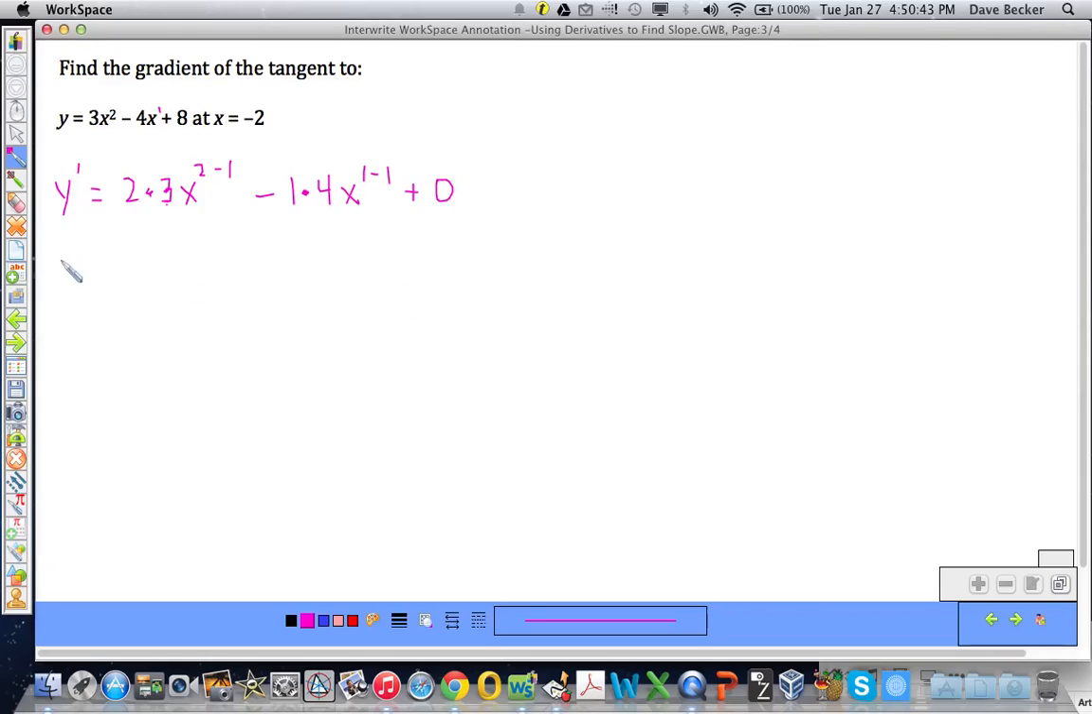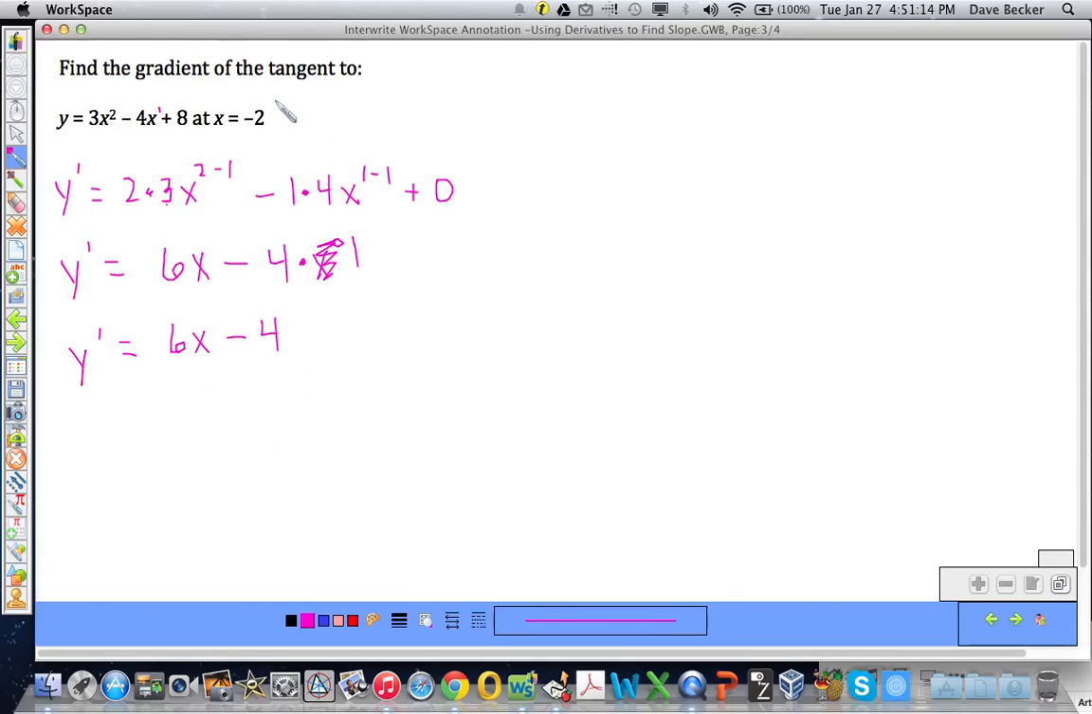Okay, so let's clean this up. So y prime is equal to 2 times 3 is 6, x, because 2 minus 1 is 1, minus 1 times 4 is 4, times x to the 0 power, right? Well, guess what? X to the 0 power is equal to 1. Anything to the 0 power is equal to 1, so y prime equals 6x minus 4 times 1, or 4.